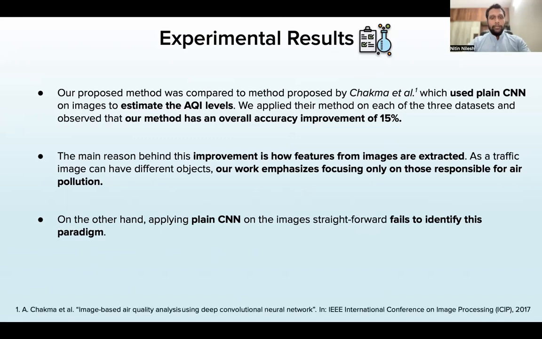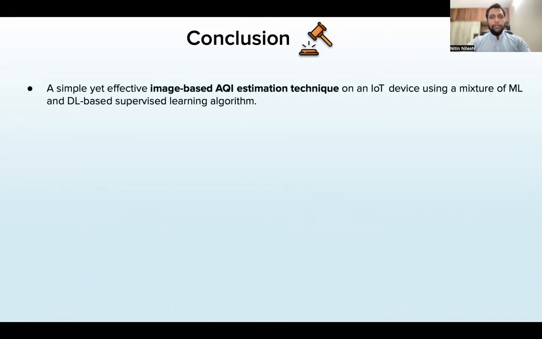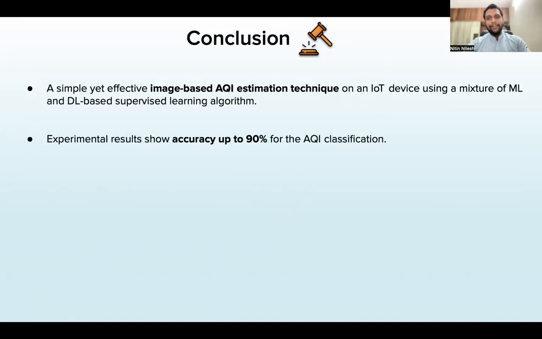So there is the paper link. You can go ahead and read their paper as well. So what is the final conclusion over here? We are proposing a simple yet effective image-based AQI estimation technique on an IoT device using a mixture of machine learning and deep learning supervised learning algorithms. The experimental result shows accuracy up to 90% for the AQI classification for monsoon, but an overall of 82%.